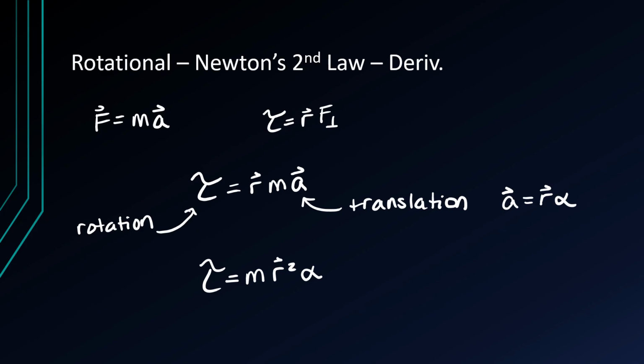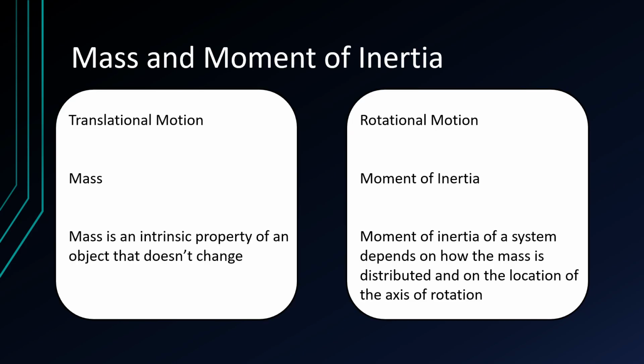Now, before we take this any further, we have to talk about something called the moment of inertia. So in translational motion, we have mass, right? And mass is an intrinsic property of an object that doesn't change.